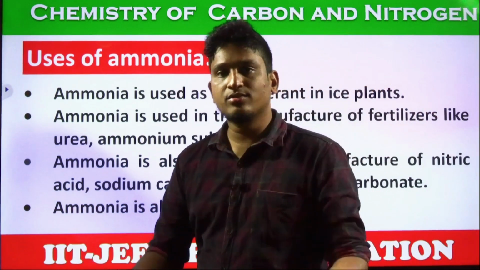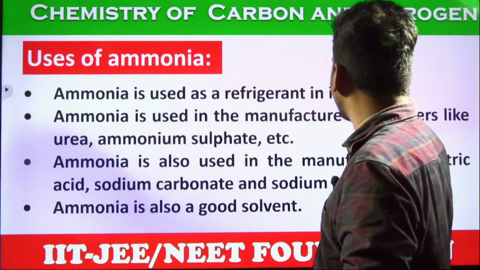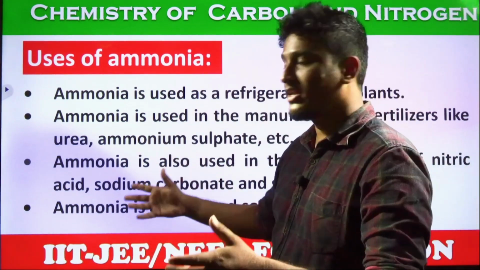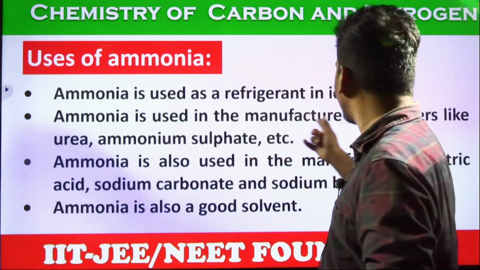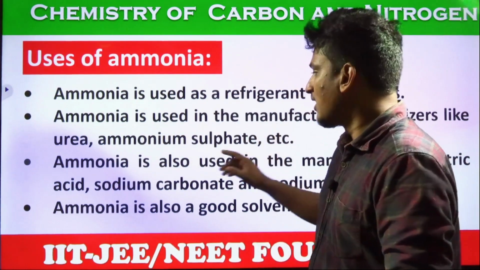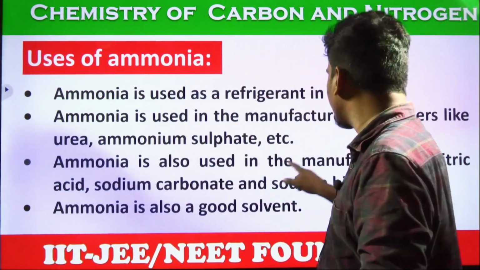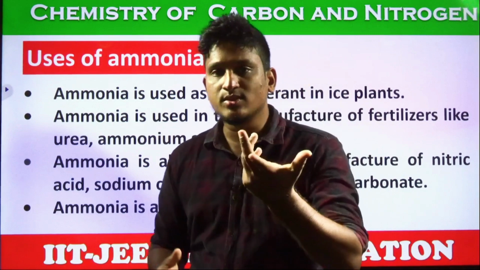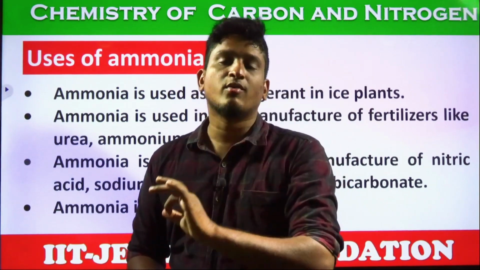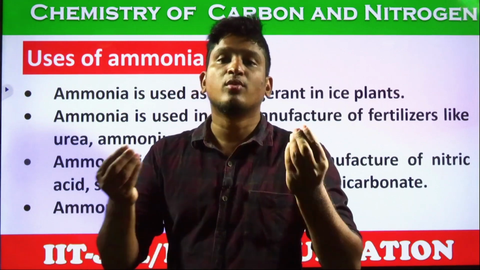Now the uses of ammonia. Ultimately the main use you already know, it is used as a fertilizer. Ammonia is used as a refrigerant in ice plants also, for cooling purposes. Ammonia is used in the manufacturing of fertilizers like urea, ammonium sulfate, all the ammonium salts. Ammonia is also used in the manufacturing of nitric acid, sodium carbonate and sodium bicarbonate. What is sodium carbonate? Washing soda. What is sodium bicarbonate? Baking soda. In their preparation also ammonia is used.